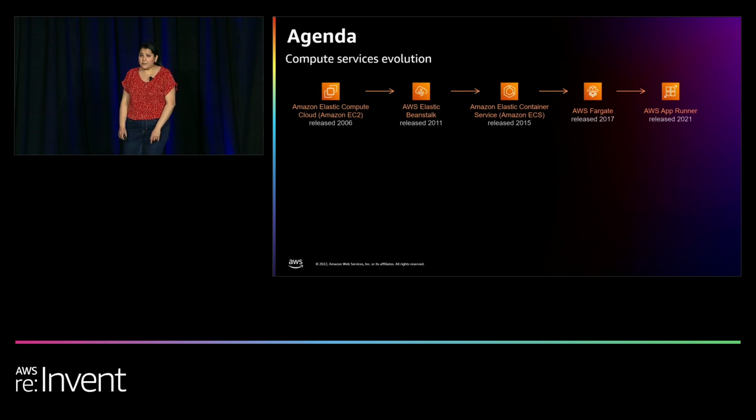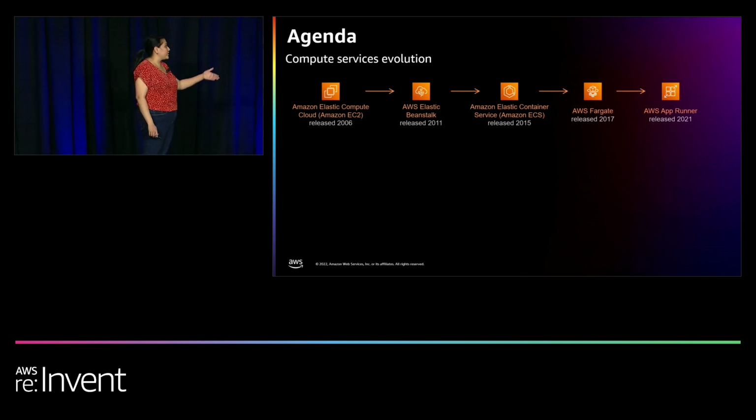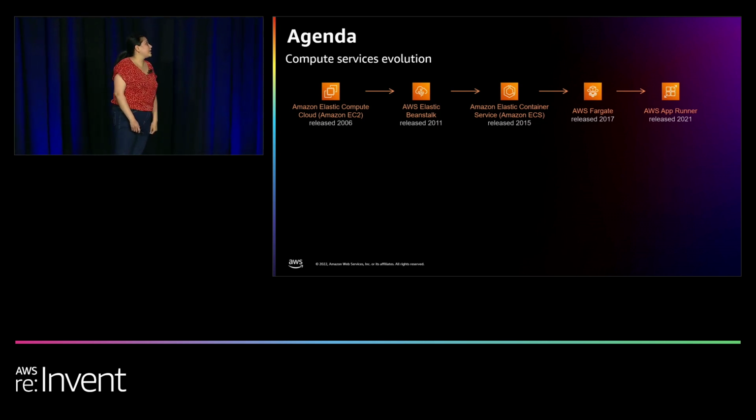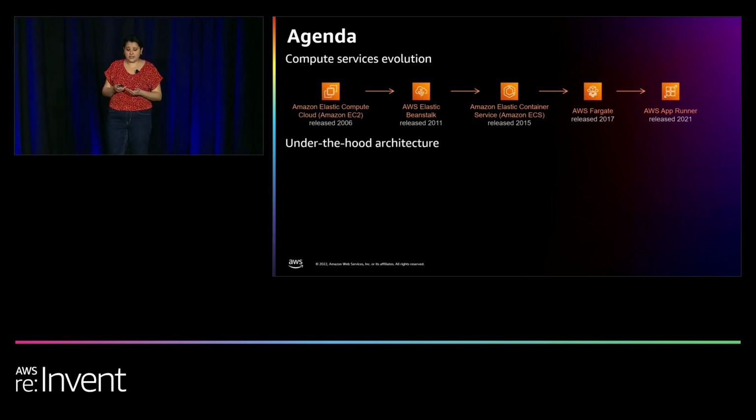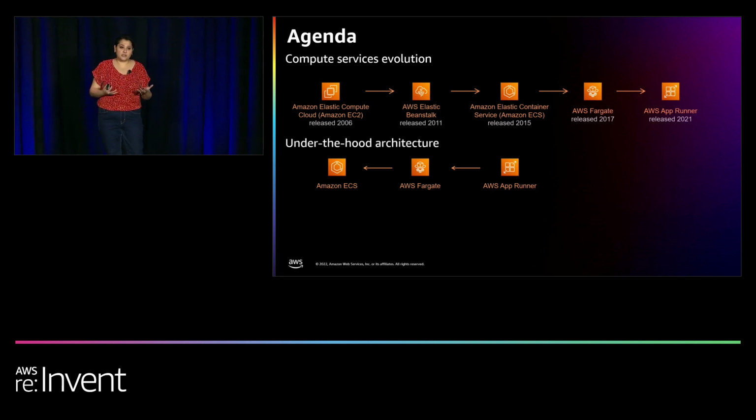So I want to start today by telling you a little bit of the story of these services and how the product ideas for these services evolved from one service to the next. Starting from EC2, which is our original compute service, all the way to App Runner, which is the newest service on the block. And then we'll pull the curtains back and look at the under-the-hood architecture for these services. And you'll see that it's not just the product ideas that have built on top of each other, but the actual architecture itself has layered on top of each other, so newer services have been built on top of foundations that we laid with predecessor services.